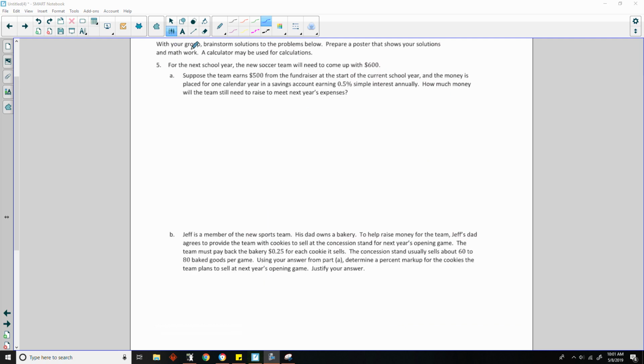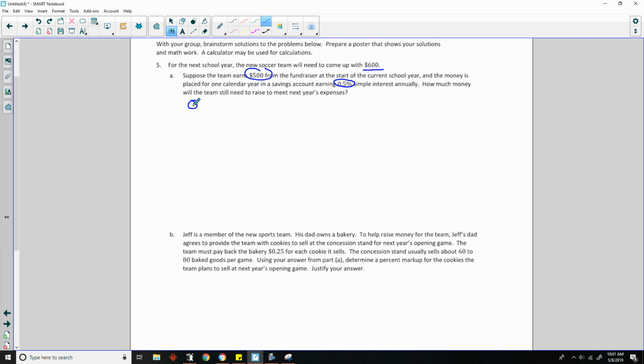Okay, now it says, with your group, brainstorm solutions to the problems below. Prepare a poster that shows your solutions and math work. A calculator may be used for calculations. For the next school year, the new soccer team will need to come up with $600. Suppose the team earns $500 from the fundraiser at the start of the current school year, and the money is placed for 1 calendar year in a savings account earning 5% simple interest annually. How much money will the team still need to raise to meet the next year's expenses?